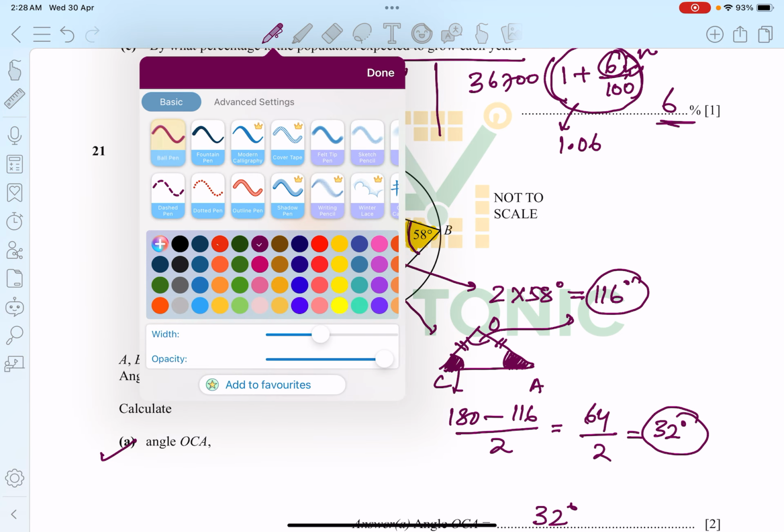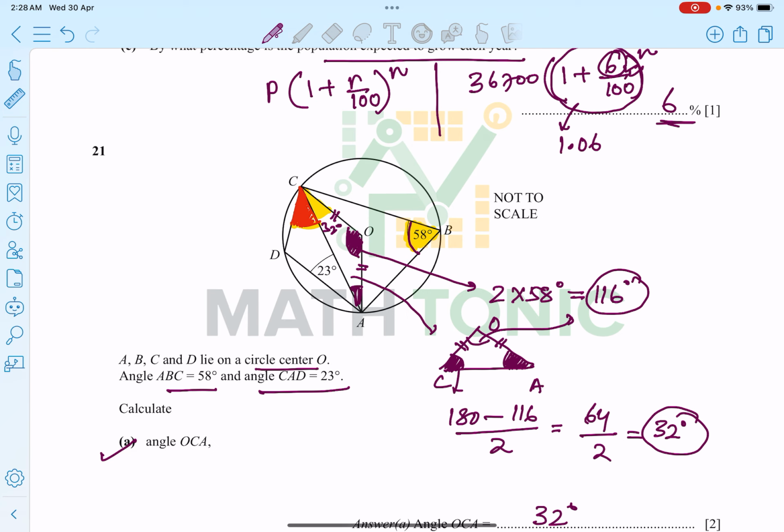To find this one, all of us know the circle theorem says that if it is a cyclic quadrilateral, right? You can see here, this is a cyclic quadrilateral. So if this is 58 degrees, this will be the opposite angle, right? Opposite angles of a cyclic quadrilateral add up to what? 180. So this angle should be 180 minus 58, which equals 122 degrees. Got it? That means CDA we got 122 degrees, right?